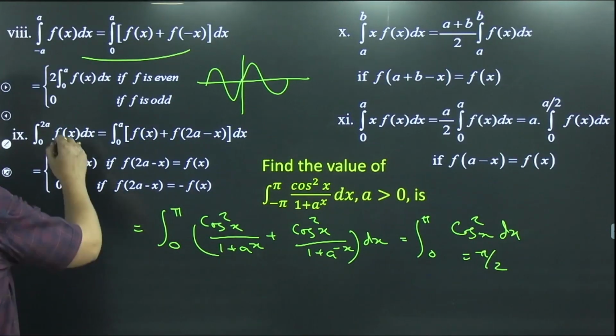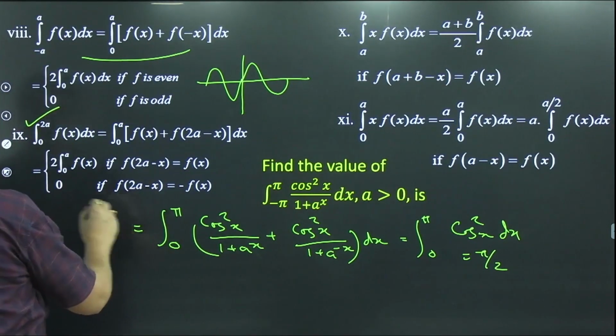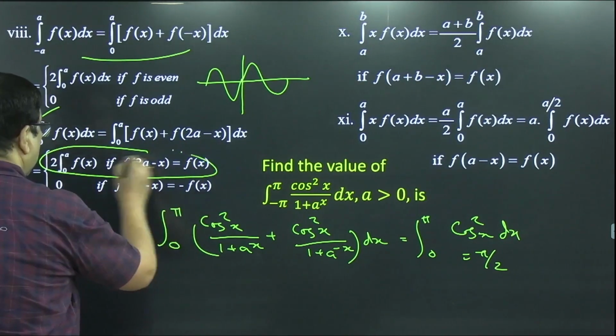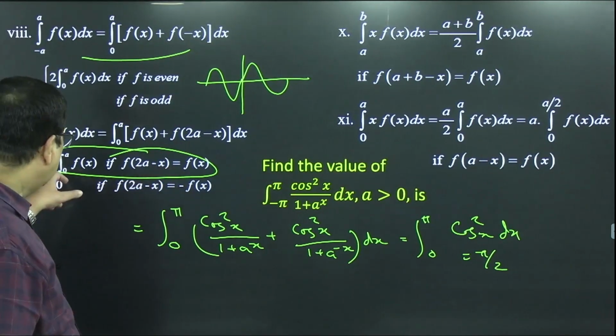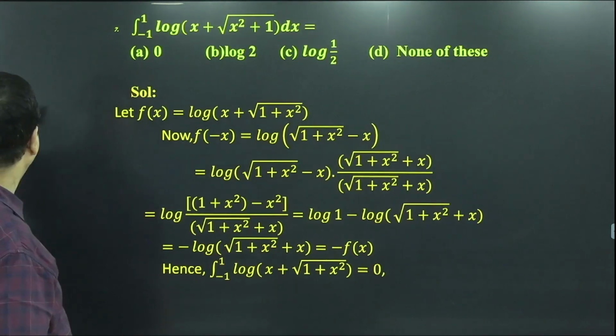This formula is another very important formula, and everybody remember one thing: this particular formula is called the King property. This is the King property. It is another important property. Remember this. So let us proceed.